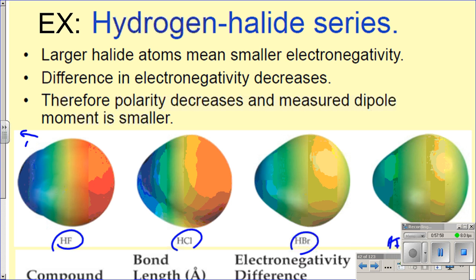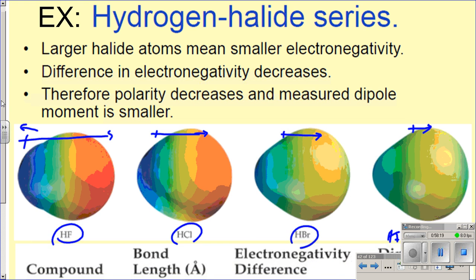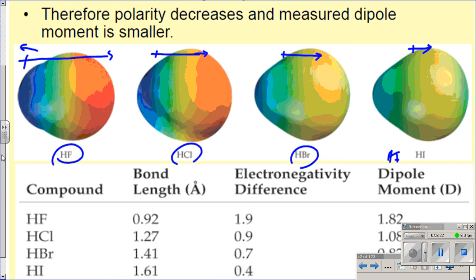So we have a dipole moment pointing this way, a slightly smaller dipole moment pointing this way, a slightly smaller dipole moment pointing this way. These arrows are getting smaller. I don't know if you can tell that. And then this one has an extremely small dipole moment as a whole because it has a smaller electronegativity difference. So this one is the most polar.